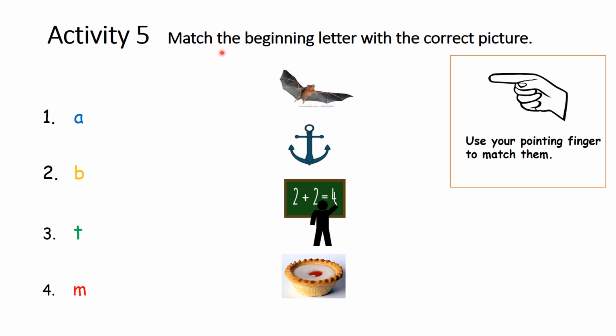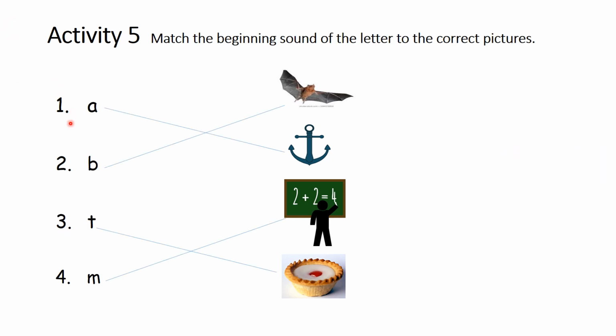Okay, activity 5, match the beginning letter with the correct picture. Use your pointing finger and match them. Okay, start now. Okay, let's check. Number 1, letter A, sound as A, goes to an anchor. B, bat. T, tart. Math. Now it's your turn to read. Begin, sound it first. A. Next.